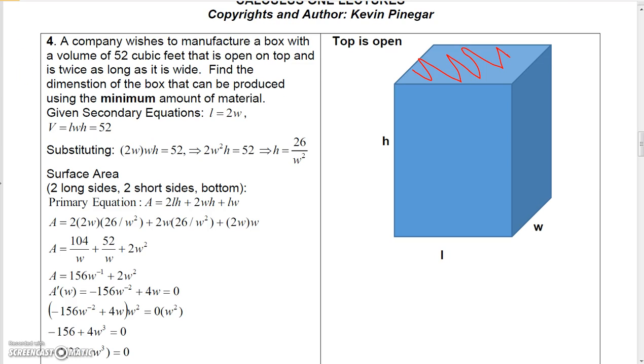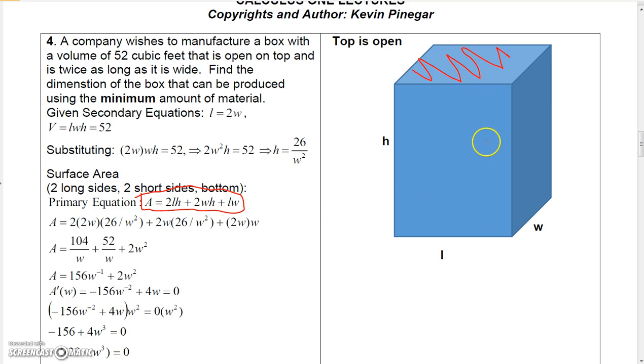So basically, we're given two secondary equations. Our primary equation, let me just go ahead and show you the primary equation. Our primary equation is we want to minimize the area. So if you look over there at the box, there's going to be 5 pieces that we've got to deal with. We've got to deal with this front side, which is L times H, and there's also a matching back side that's L times H. So therefore we have 2LH.